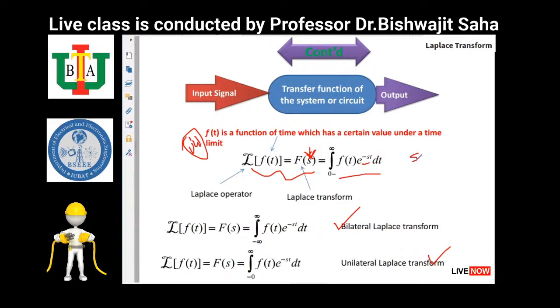And s is equal to sigma plus j omega. Sigma plus j omega. Okay. Sigma, sir, here 0, how, sir? Okay, I will explain that one. So s equals sigma plus j omega. This sigma and j omega axis you have seen in the last slide. One is the x-axis, another one is y-axis. That means it is a complex frequency domain.